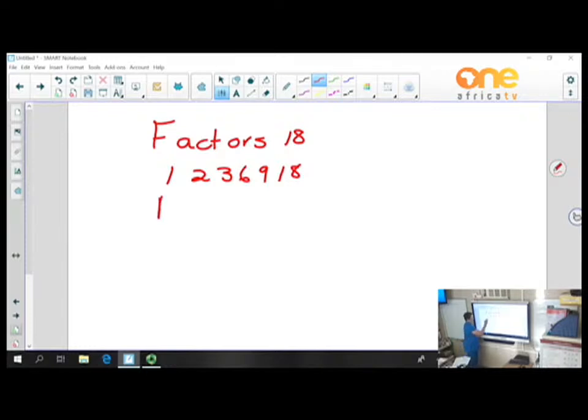Prime factors will now be factors which are prime. So in this list, the 2 and the 3 are prime numbers. So they are prime factors now of the number 18.